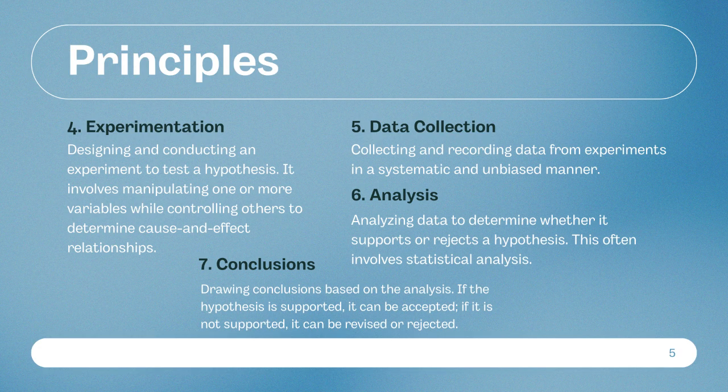Number six is analyzing. Analyzing data to determine whether it supports or rejects a hypothesis. This often involves statistical analysis. And the last is conclusion. Drawing conclusions based on the analysis. If the hypothesis is supported, it can be accepted. If it's not supported, it can be revised or rejected.